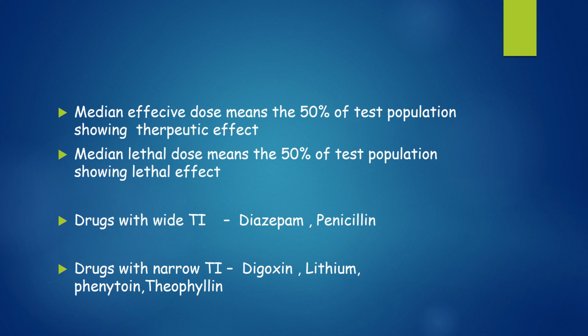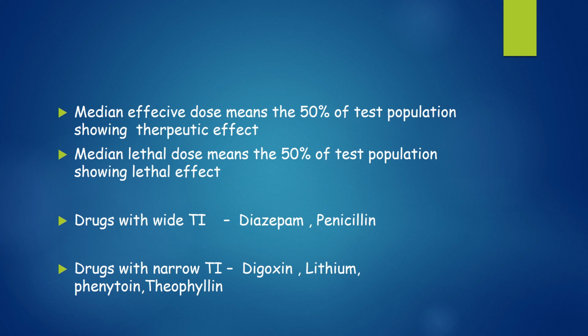The drugs with a wide therapeutic index, like diazepam and penicillin, are very safe to use in patients. The drugs with a narrow therapeutic index are digoxin, lithium, phenytoin and theophylline. For these drugs, the graph showing the effective dose and the graph showing the lethal effect are very close. So the gap between these two DRCs is very small, and that means there is a high chance of toxicity. When we increase the dose of the drug, it can lead to toxicity. That is the importance.